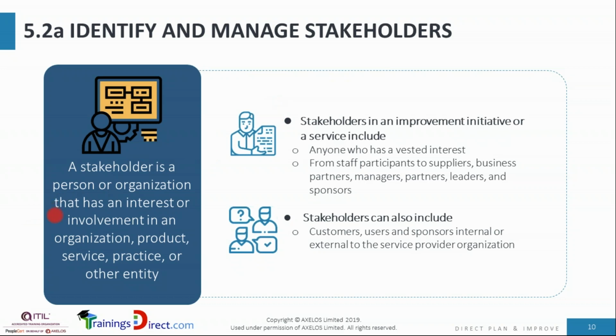Of course, some of them would be important stakeholders. For example, the customer is an important stakeholder, no doubt. Stakeholders in an improvement initiative or a service include anyone who has a vested interest, from staff participants to suppliers, business partners, managers, partners, leaders, and sponsors. Stakeholders can also include customers, users, and sponsors, internal or external to the service provider organization. If you recollect the principle focus on value, it also tells us that the most important stakeholder is the customer. And the same goes for collaboration, the principle of collaborate and promote visibility. The most important stakeholder for collaboration is the customer.